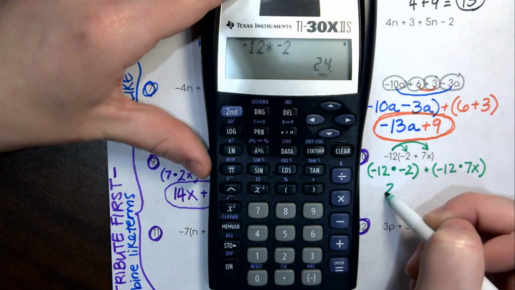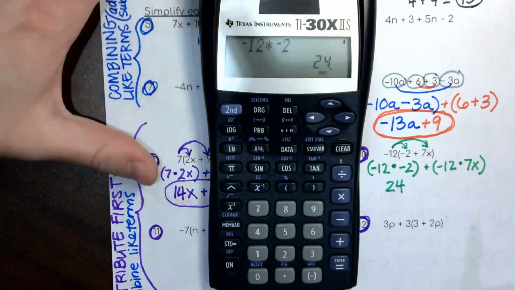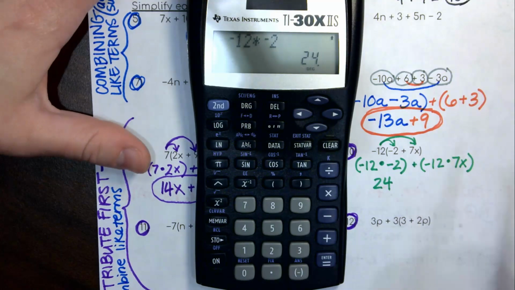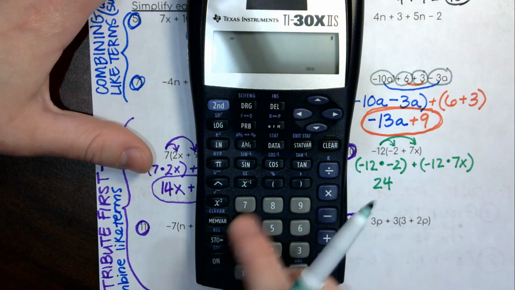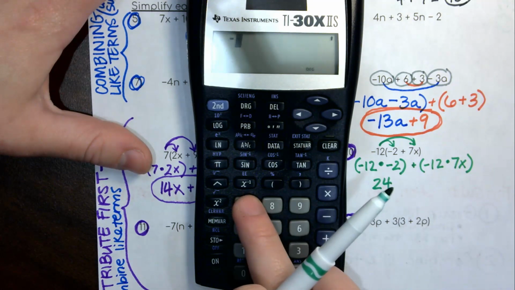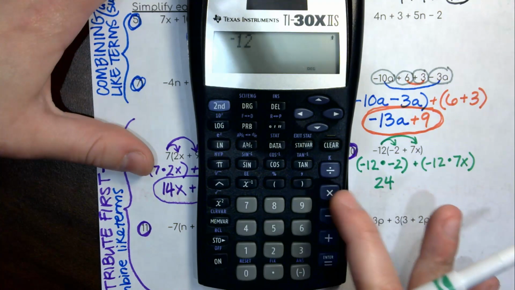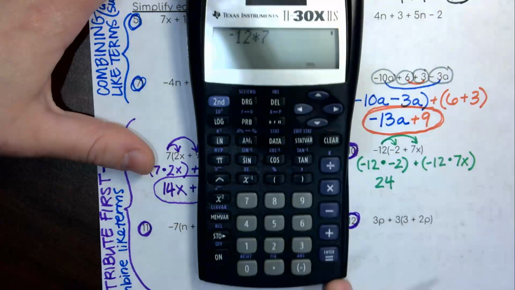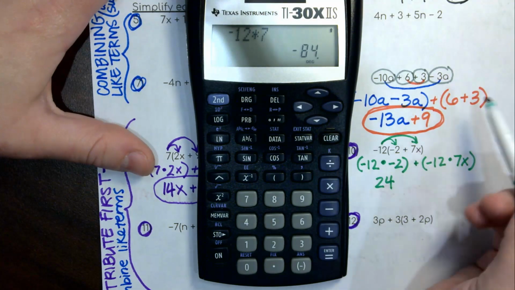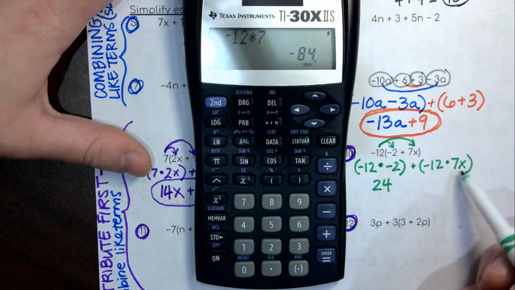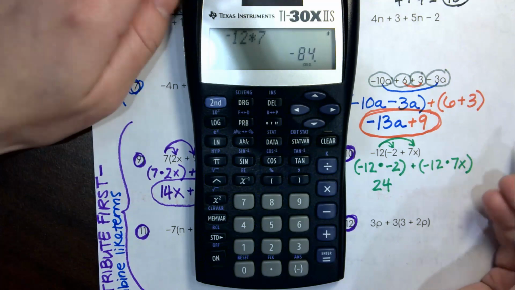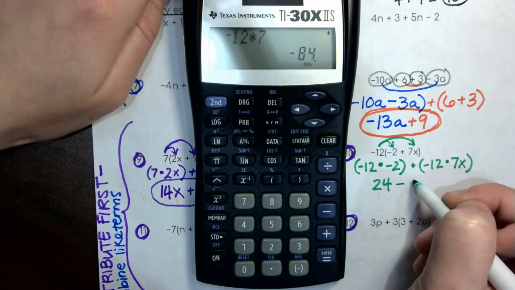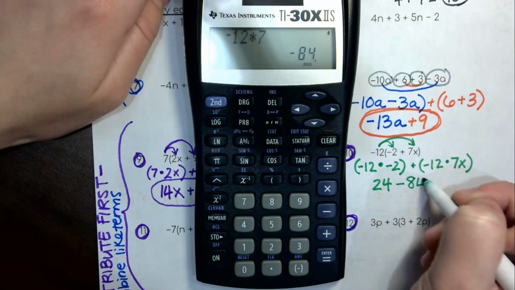So we're going to write that directly below. Now, what about negative 12 times 7x? Negative 84. So I'm going to write negative 12 times 7. Enter. Yep, negative 84. And don't forget our x. Yes, 84x. So because it's a negative number, negative 84x.